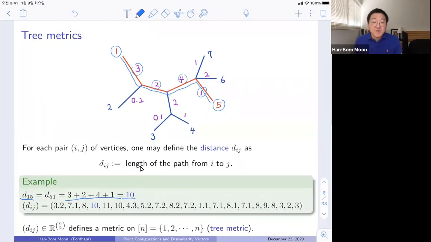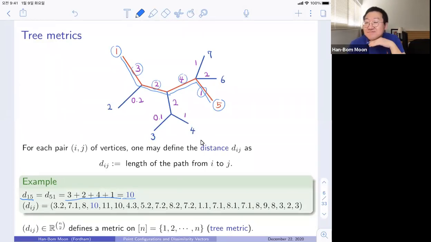Well, we can do the same thing for every pair of vertices. Then we can collect many numbers, and this is indeed a vector in R to the n choose 2. Then one can easily check that it defines a metric on the finite set of leaves. And this is called the tree metric for the obvious reason.